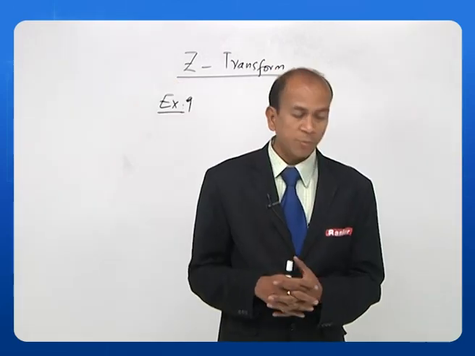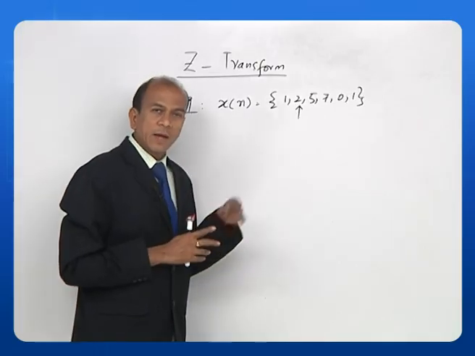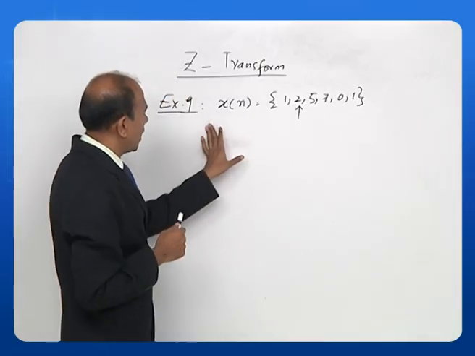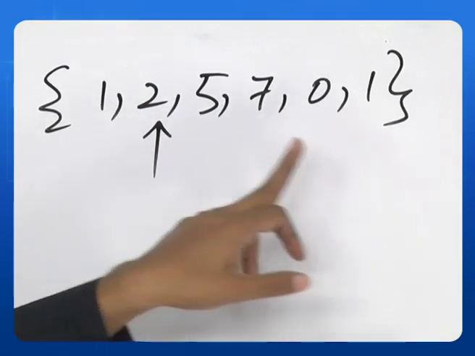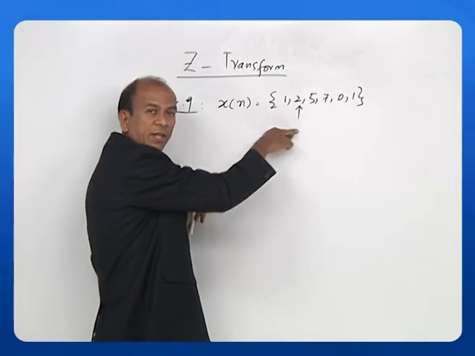Let us start the 9th problem, where x of n is given as a number series, and then we have to find out what is the z transform for that. So, x of n is equal to 1, 2, 5, 7, 0, 1 with origin at 2. Okay. Let us see this problem. X of n is given as 1, 2, 5, 7, 0 and 1. Here this arrow indicates this is the origin or the starting point.